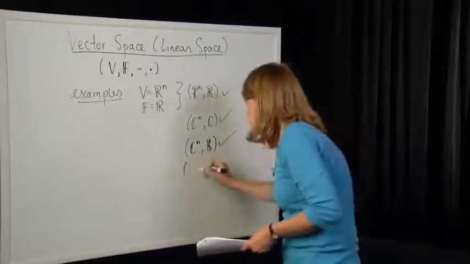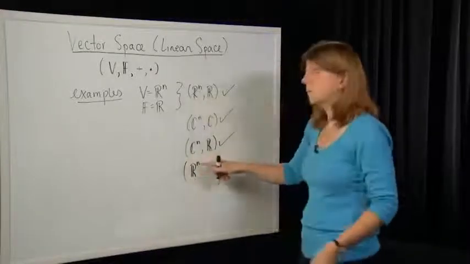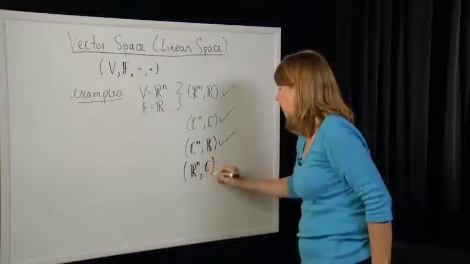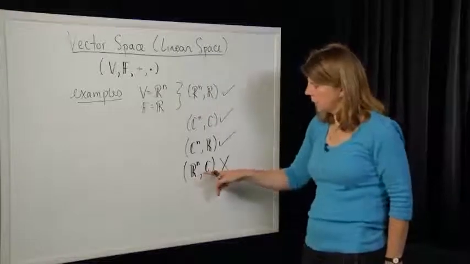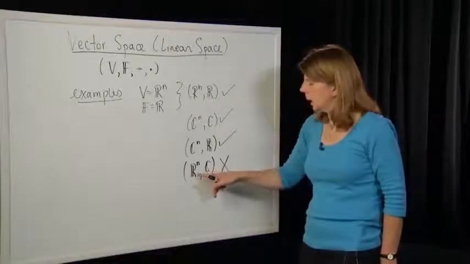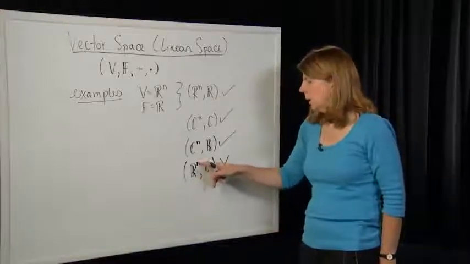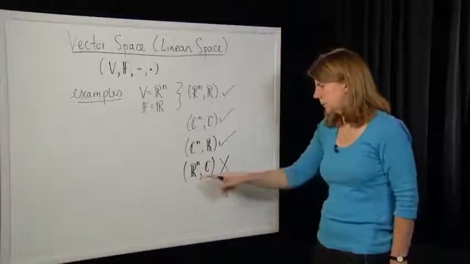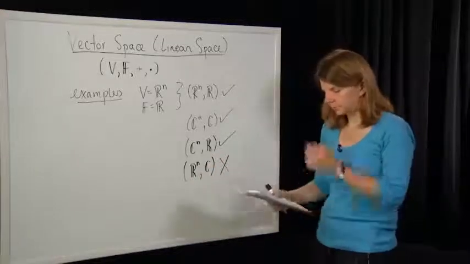But if we looked at the space of vectors of real numbers, so Rn, over the field of complex numbers, this is not a vector space. Because as soon as we start to think about scalar multiplication and we take a vector and we multiply it by a complex number from our field, we'll get something that's outside of Rn. In particular, it will be in Cn. So this is not closed under scalar multiplication.